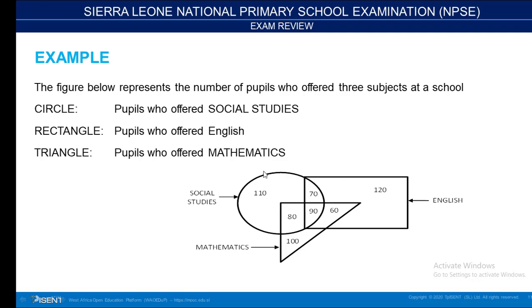Social studies is represented by the circle. English is represented by the rectangle. So for those students that are offering social studies and English, they will be found both inside the rectangle and also inside the circle. Let's look at the number. You see number 70 here. It is found inside the circle, meaning they are offering social studies, and also inside the rectangle, which means they are offering English. So 70 is our correct option.